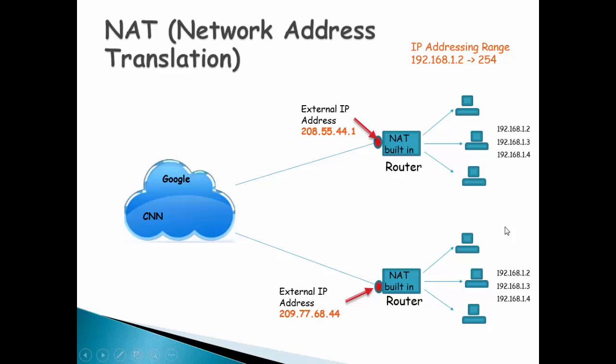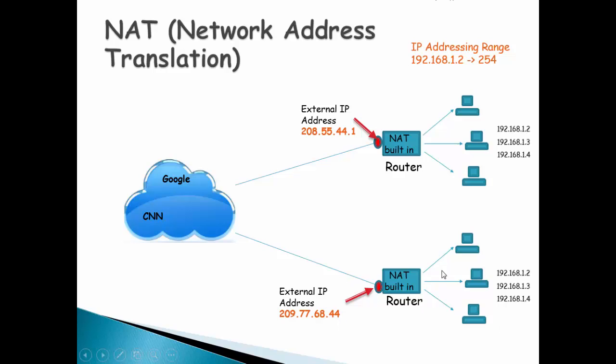So what are we doing here? We're allocating the same IP addresses for router 1 up the top as for the router below, internally, but the external IP address of each router is different. So when the router tries to communicate with the internet, all it sees are these addresses here in orange, 208.55.44.1 and 209.77.68.44. That's all it sees.